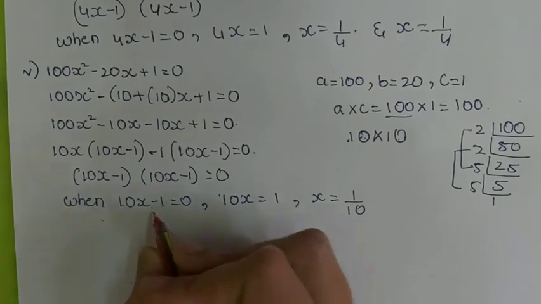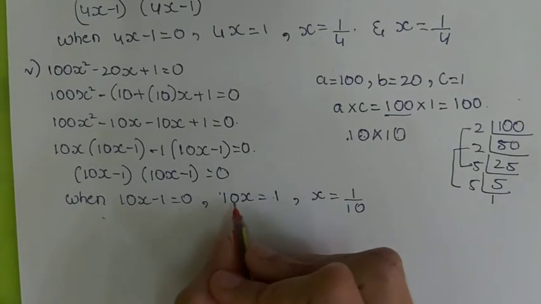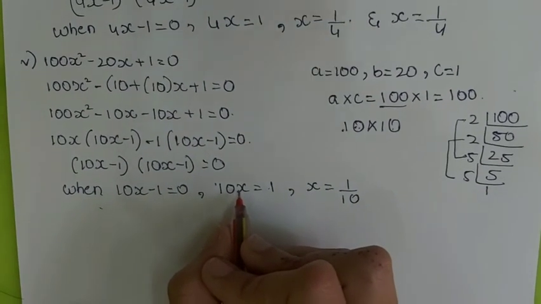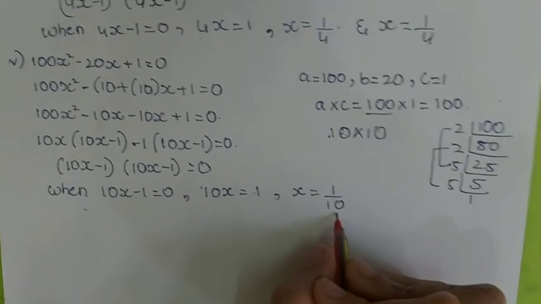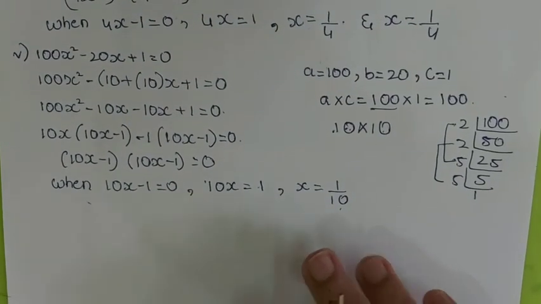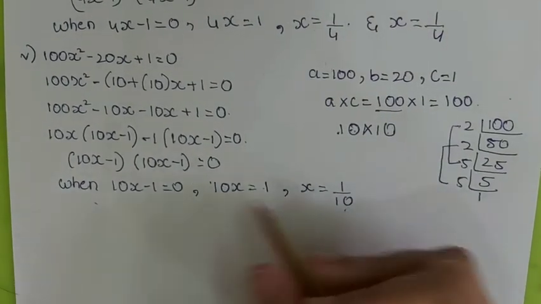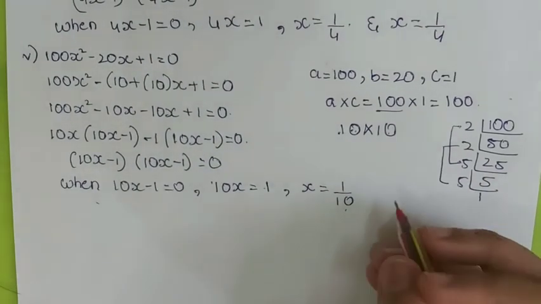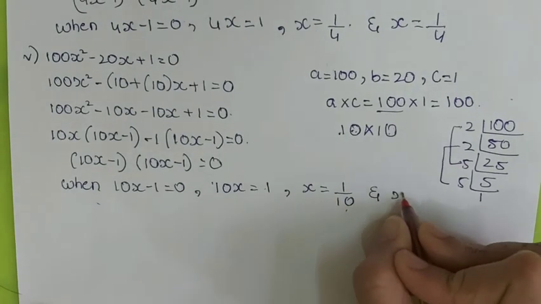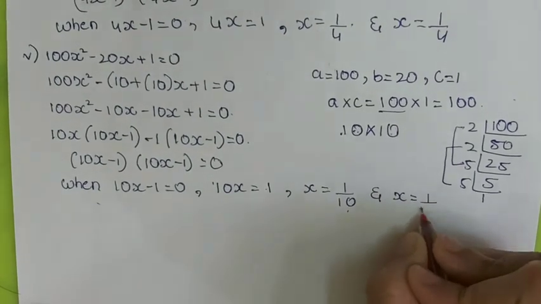Here minus 1 on the other side will become plus 1, and 10 is multiplied with x, on the other side it will become divide. So here we got the two roots, that is x is equal to 1 by 10, and since we have the same factor again, x is equal to 1 by 10.